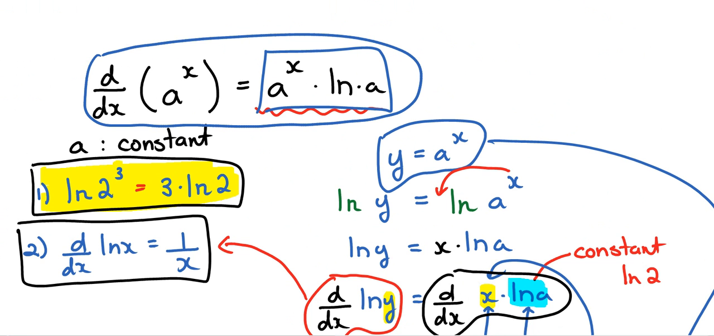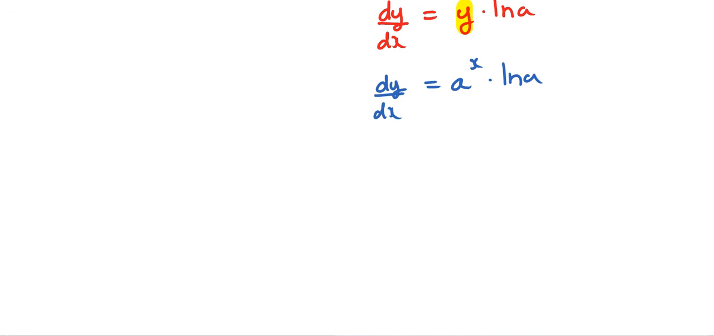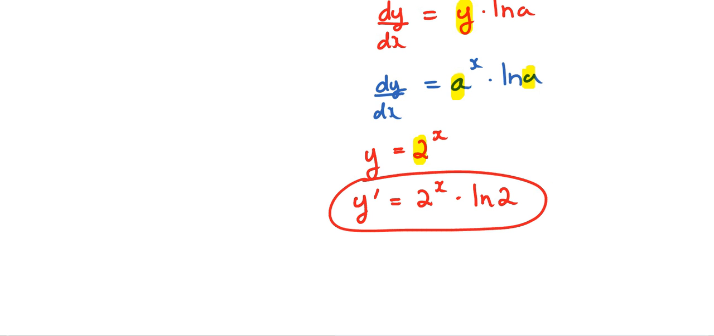Before I go on to my next proof, let me just do a simple example. If I have the function y equals 2 to the x, remember this 2 right here is a constant. So if I want to take the derivative of this, it would be y prime equals 2 to the x times ln 2. Okay, so there it is. That's the derivative of an exponential function right there. Okay, let's move on to the next proof.